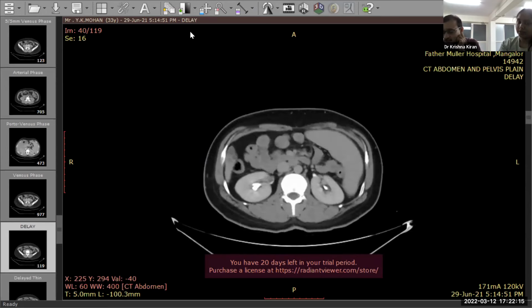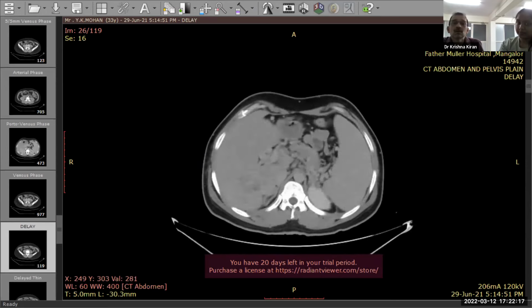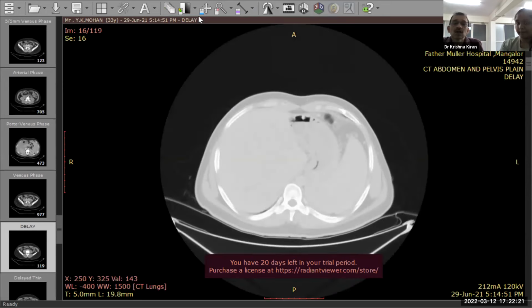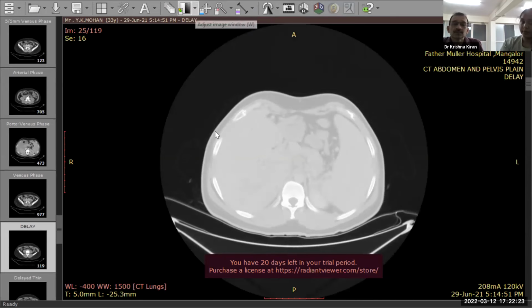Bones are looking normal. The visualized lung bases are also appearing normal. So what are you trying to say about this? This patient had a background history. Can you show me?